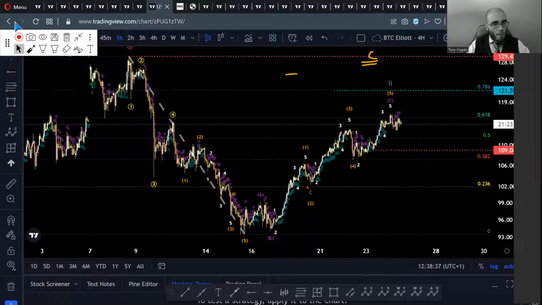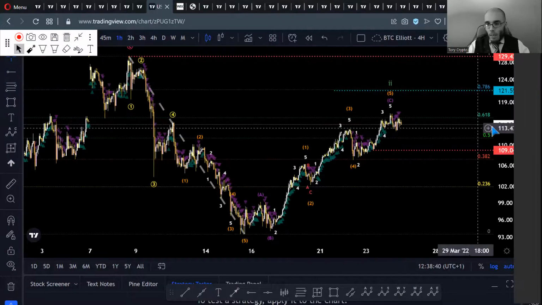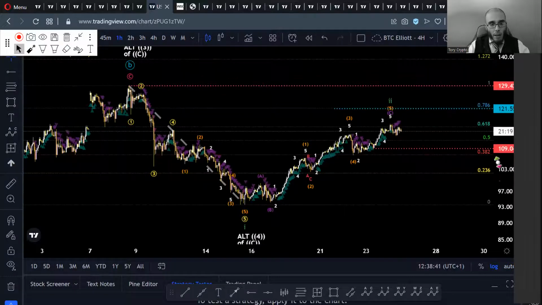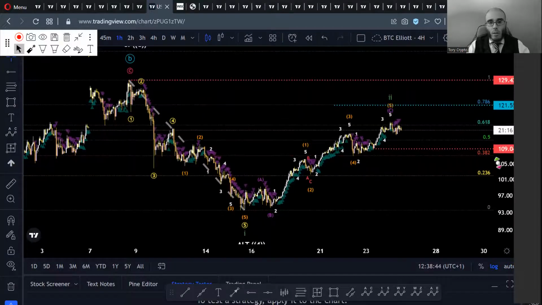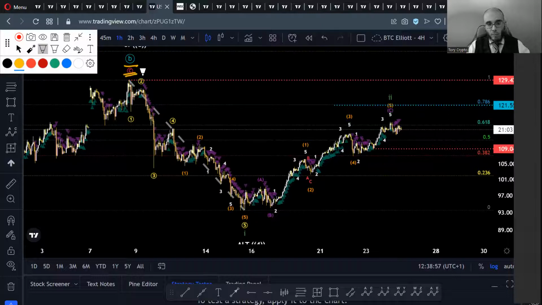So again, up here. Now I will forget about the alternate count. We only talk about my main count, which is the most probabilistic count for now for me. So up here we have a wave B, we had the end of wave C, and it made wave B, if I'm not mistaken.